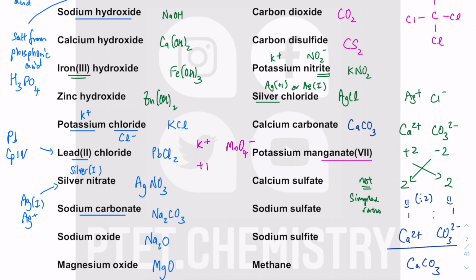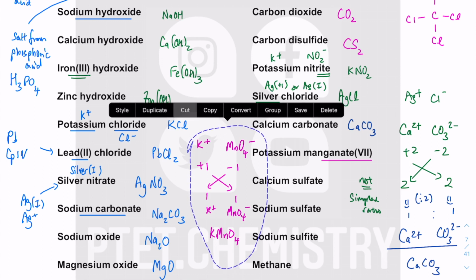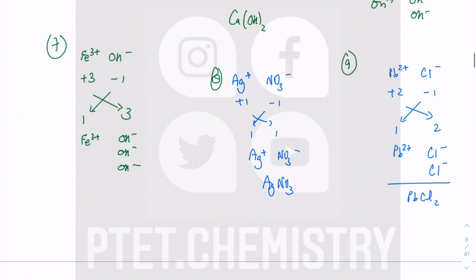So you have a plus 1 and a minus 1, which of course you can see do get cancelled out easily. But I'll just show you the cross multiply, which is to bring down the value of the charge to the other side. So you need 1 K plus and you need 1 MnO4 minus. Altogether your formula is KMnO4. Okay, so I'll just bring that down, because otherwise I really run out of space there.